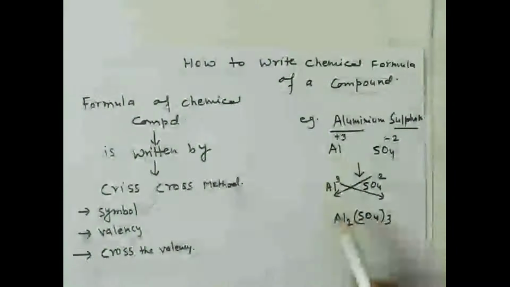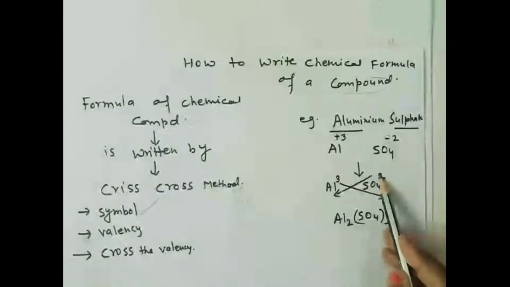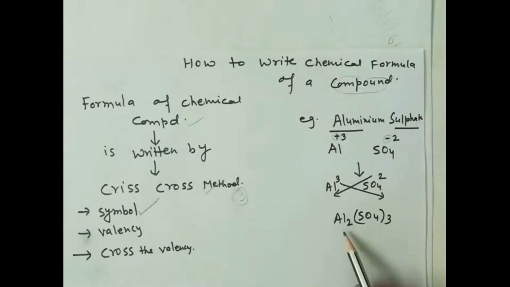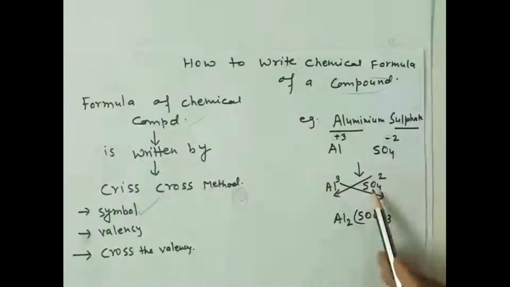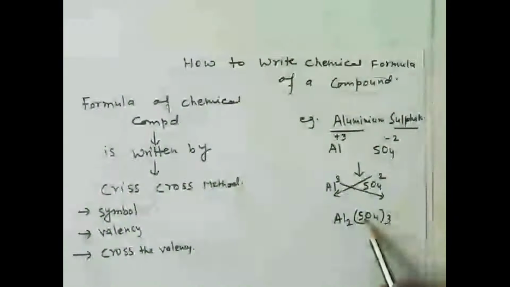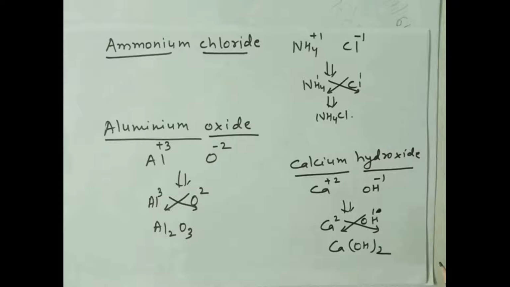And in the third step, we have to crisscross the valency. So this 2 will come to aluminum, so we will write Al2. And this 3 is for the whole SO4. So SO4 whole 3. So the formula of aluminum sulfate will be Al2(SO4)3.